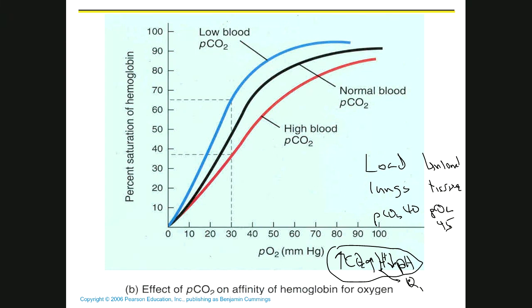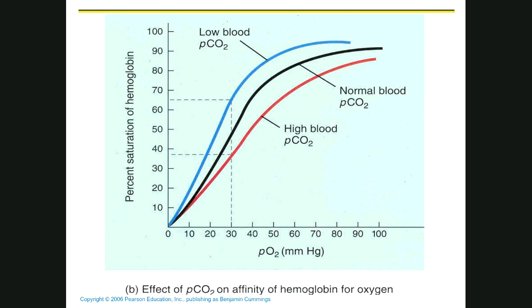And if I shift the curve to the right, what does that mean for affinity? Affinity does what? Goes down. And if affinity goes down, what's it going to make it easier to do? Load or unload? So look, here's the tissues right here. The tissues are high in carbon dioxide.